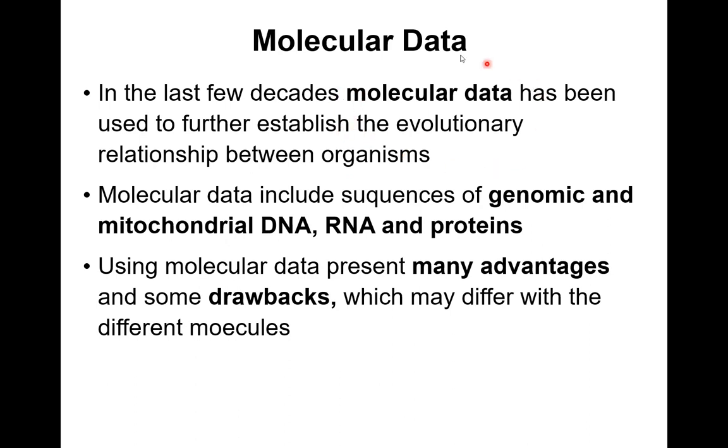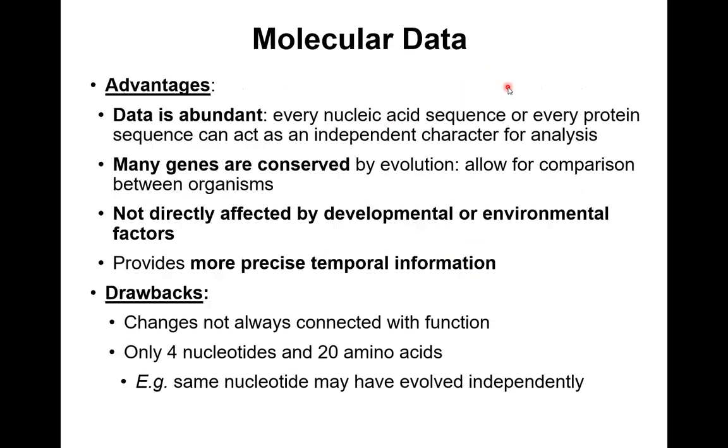So now all of these data can be used, instead of morphological characters, to further define the relationship between different organisms, and basically to see how closely they are related to each other and how long ago they separated. Using molecular data compared to morphological data represents different advantages and disadvantages, right? The first advantage is that we have so much data right now. We have so many types of genomes.